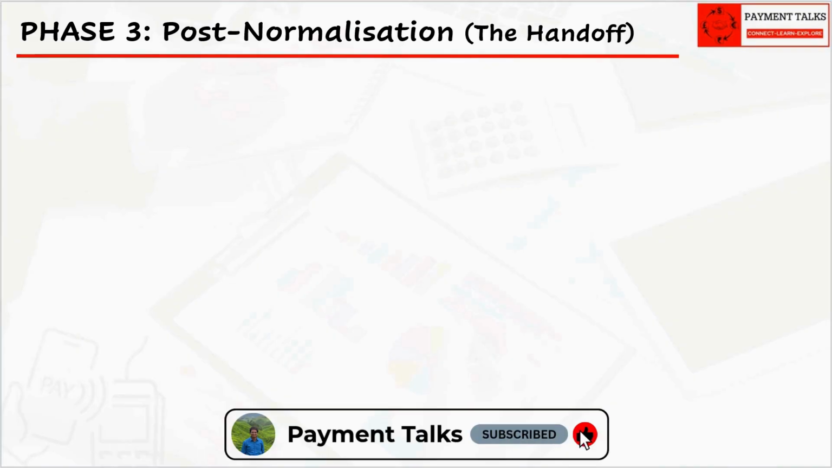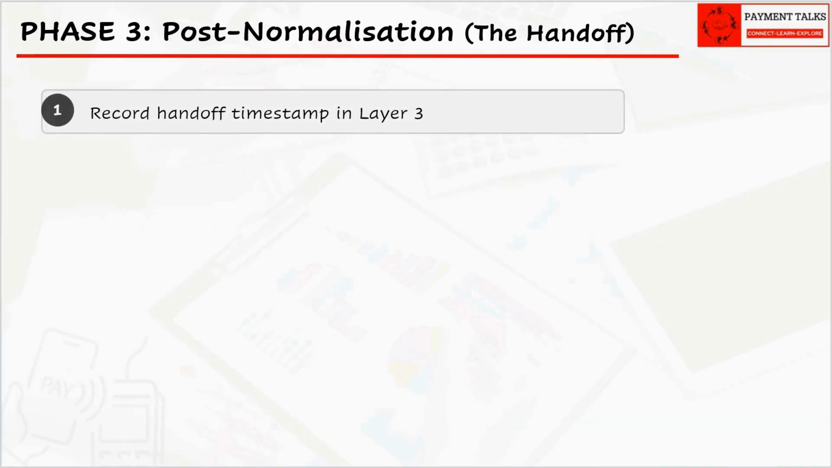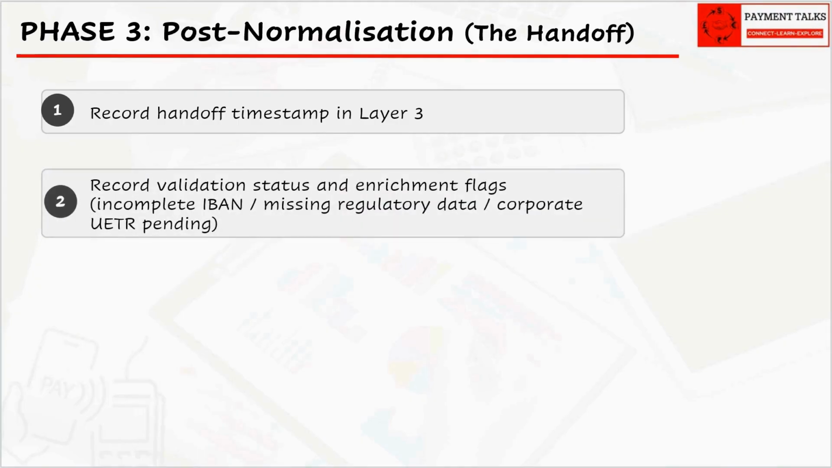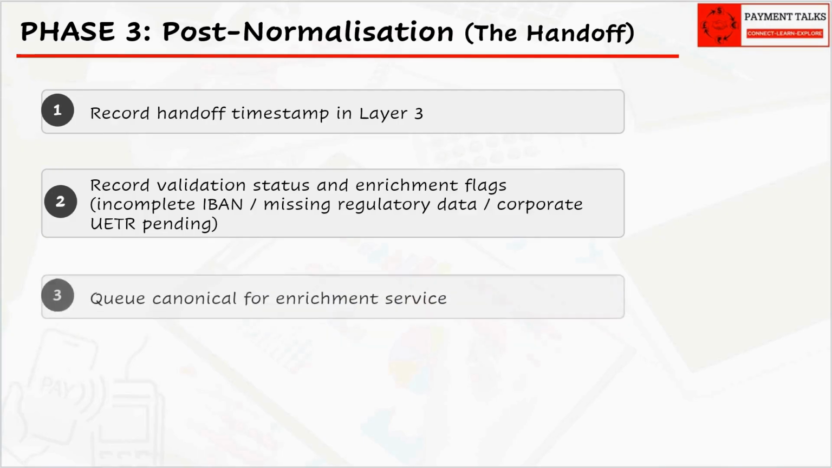3 steps. Record the handoff timestamp in layer 3. This is the second layer 3 entry after the intake timestamp. Record the validation status and any enrichment flags. If the IBAN was incomplete, flag it. If regulatory reporting data may be required and is absent, flag it. If a corporate UTR was supplied and the bank has not yet made its trust or discard decision, flag it. These flags tell the enrichment service in part 2 exactly where to focus. Queue the canonical for the enrichment service.